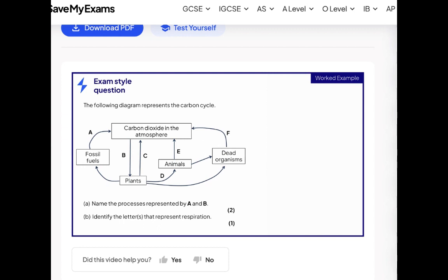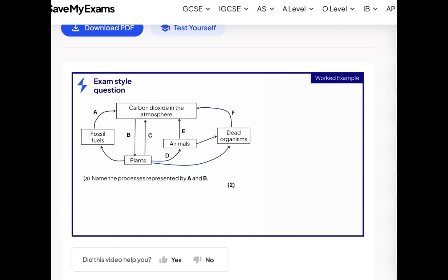You are given a diagram of the carbon cycle and you have to answer a few questions on the processes occurring in the cycle. The first question asks you to name processes A and B, while the second question requires you to identify the letters representing respiration. These command words only require one-word answers, so don't waste time trying to write sentences here. Process A represents the release of carbon dioxide from fossil fuels, which is achieved by combustion. B represents the process by which carbon dioxide is removed from the atmosphere by plants, which could only be photosynthesis.